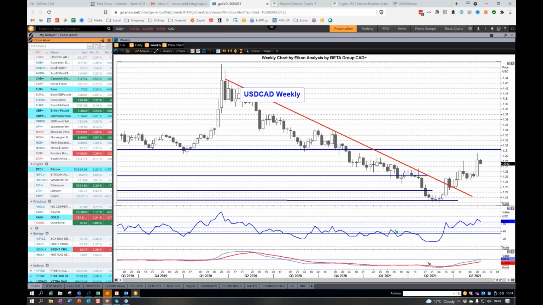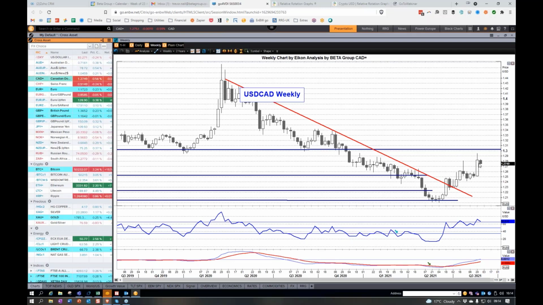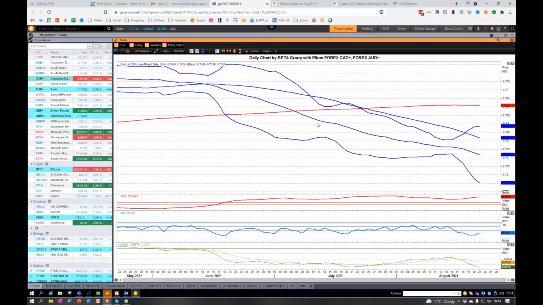The resistance here is higher. It's at 130 up here, so we're still at 127.5 here. So there's still another 2.5 cents before we get into really serious resistance, and it is serious resistance there. So I think there's more to go on this one.